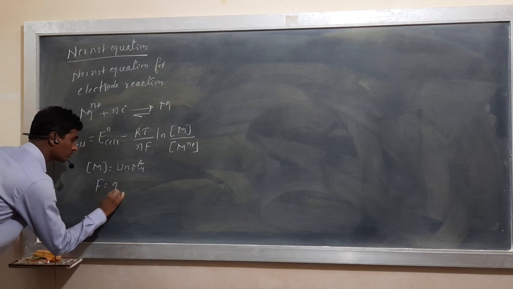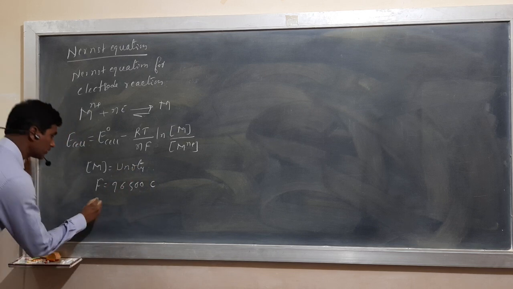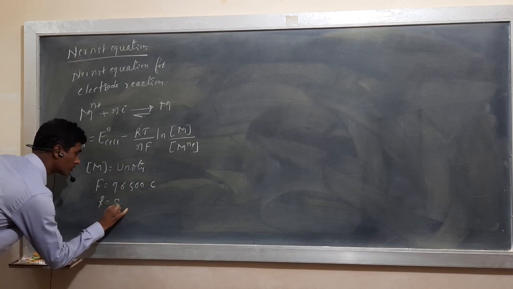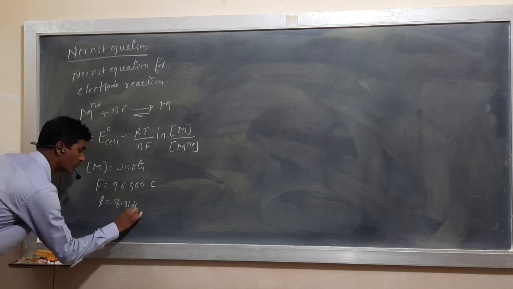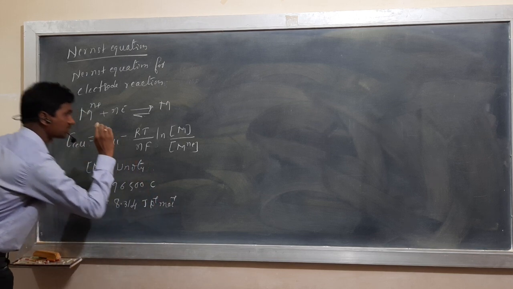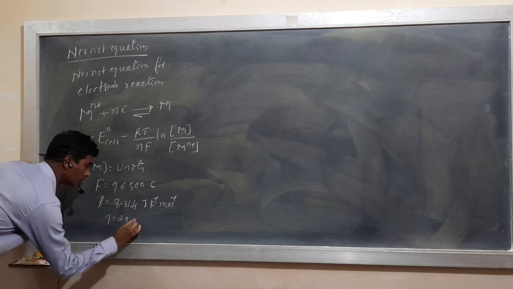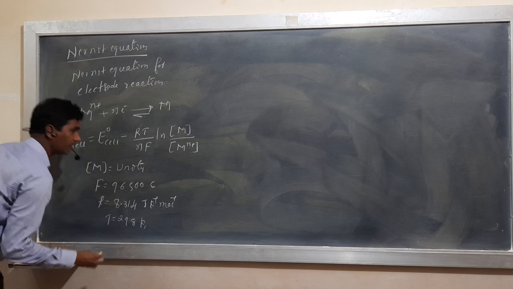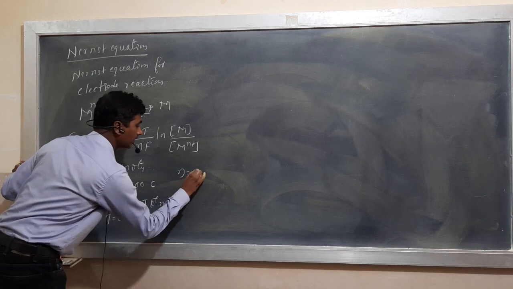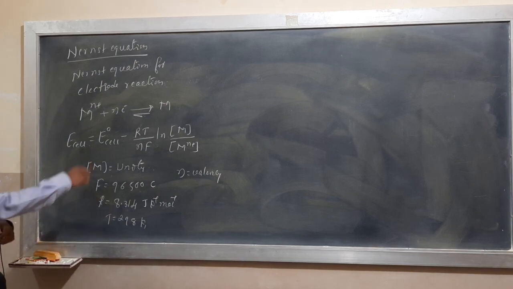What is the Faraday? Faraday is equal to 96,500 coulomb. What is the R value? R value is equal to 8.314 joule per Kelvin per mole. So this is the universal gas constant. The temperature is equal to 298 Kelvin. n is nothing but a change in oxidation number or valency.